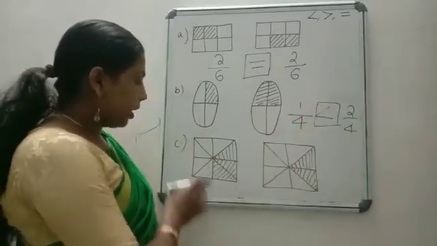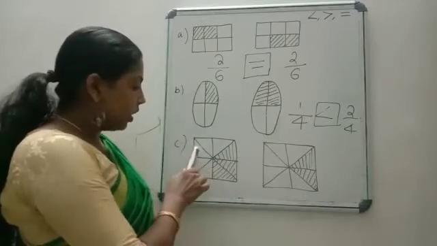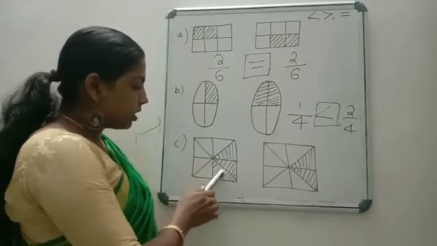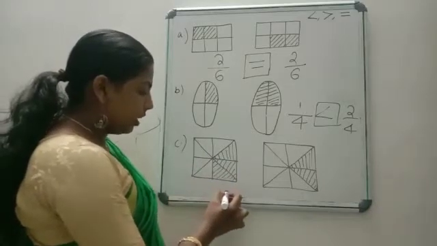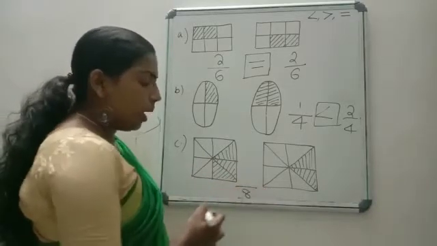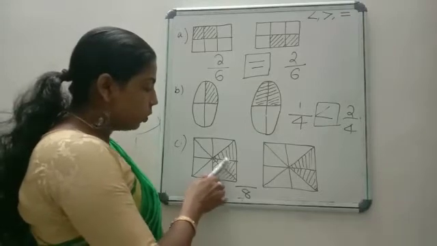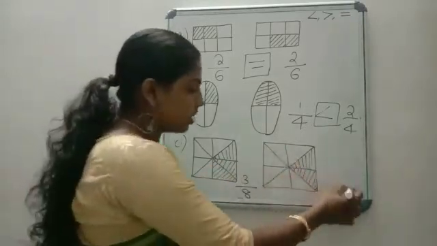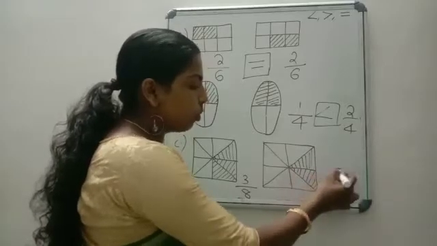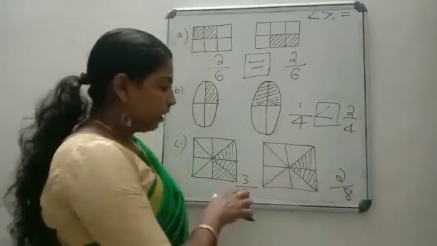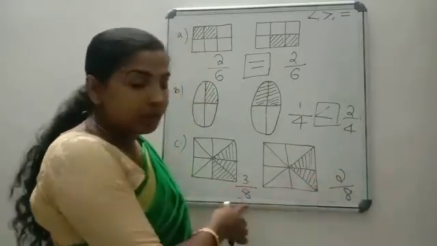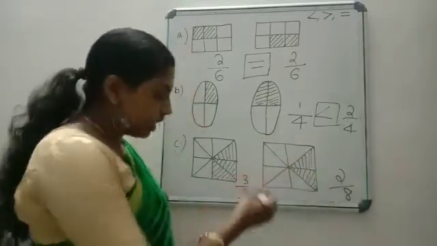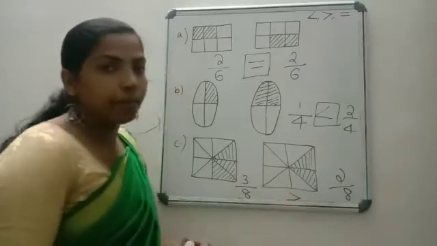Now see here. This figure is divided into how many parts? 1, 2, 3, 4, 5, 6, 7, 8. It is divided into 8 equal parts. Among that, how many parts are shaded? 1, 2, 3. So the fraction is 3 by 8. Here also it is divided into 8 equal parts and 2 parts are shaded. See, both the fractions are like fractions. And the numerator is 3 and 2. So which is greater? This fraction is greater. Okay.